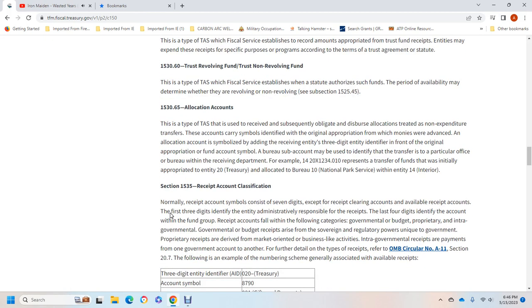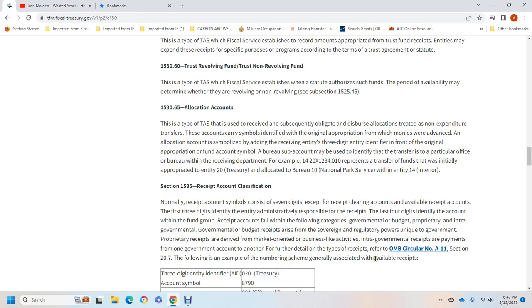Section 1535, Receipt Account Classification: the receipt account symbol normally consists of 7 digits, except for the receipt clearing accounts. The first 3 digits identify the agency and the administrative office responsible for the receipt. The last 4 digits identify the account within the fund group of the receipt, which falls within the following categories: governmental receipts, which arise from sovereign regulatory powers; proprietary receipts, which derive from market-oriented, business-like activities; and intergovernmental receipts, which are payments from one governmental account to another. Further detailed types of receipts are in Office of Management and Budget Circular A-11, section 227.